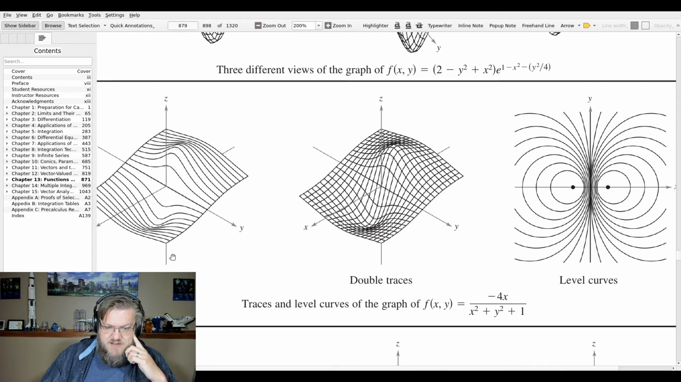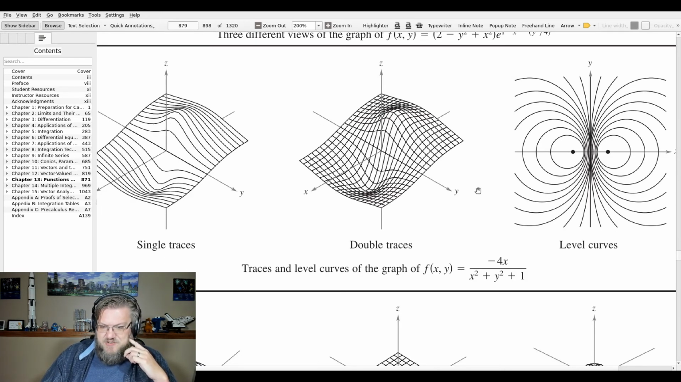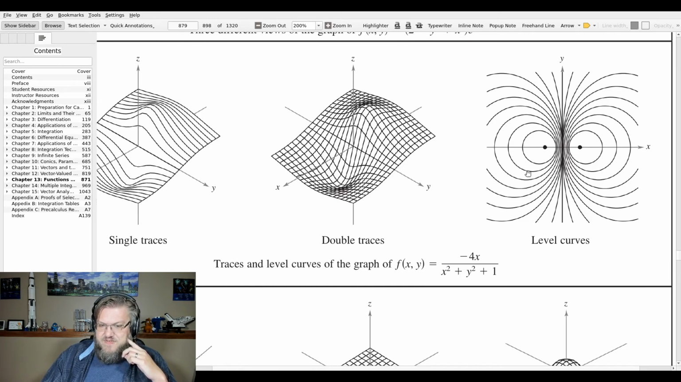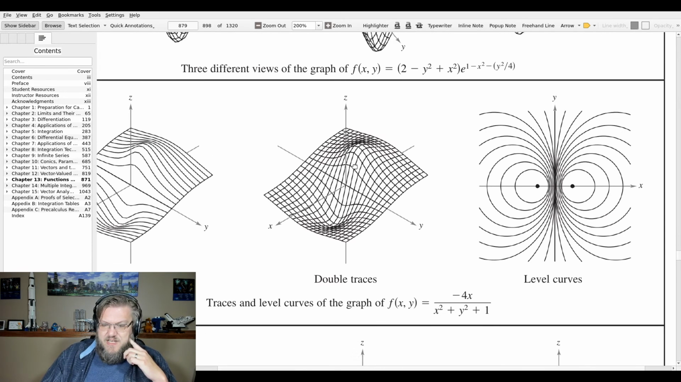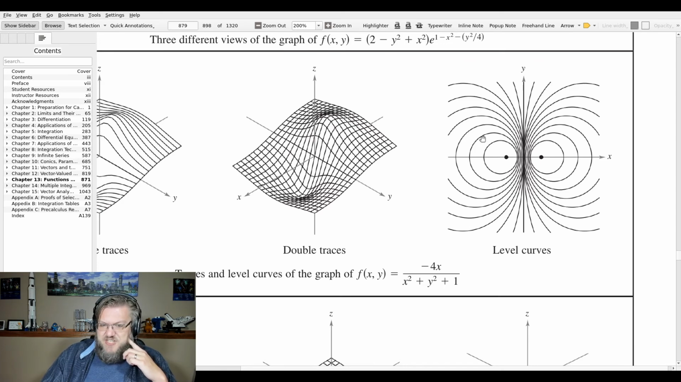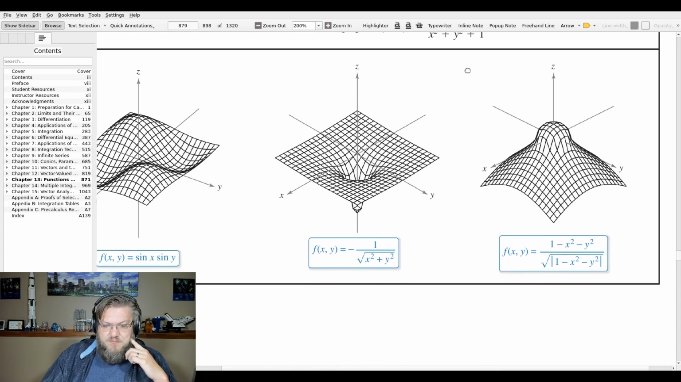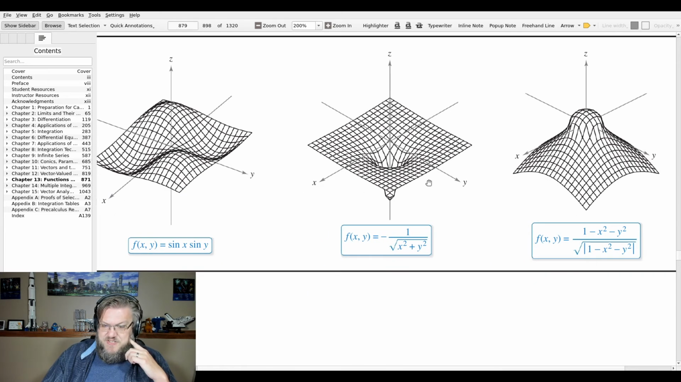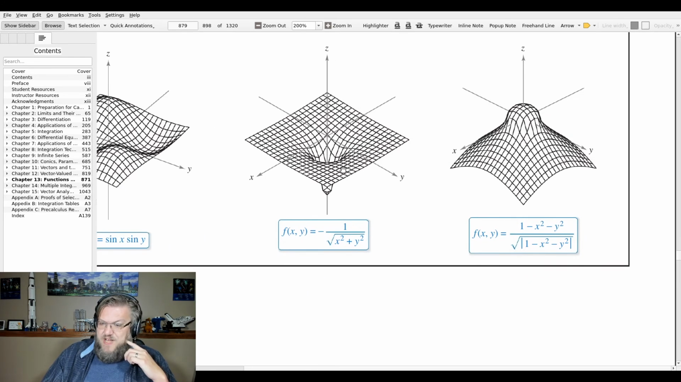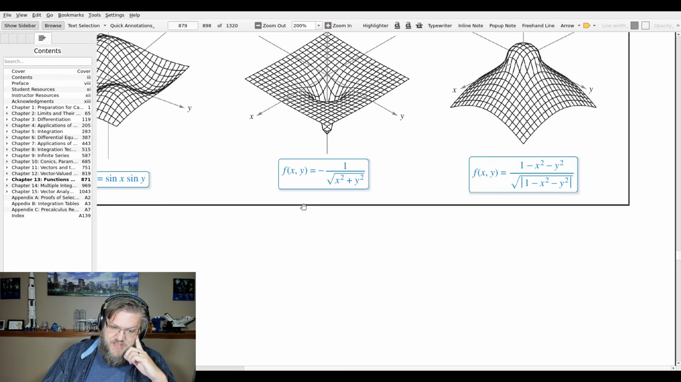And what they've done here is you can say single traces, right? And here they've done double traces, and here they've done level curves. If you were to look at this from above, this sort of graph, you would see this change in height like this, right? And just other demonstrations of pictures and things you would get. We have GeoGebra now that you could play around with a little bit.